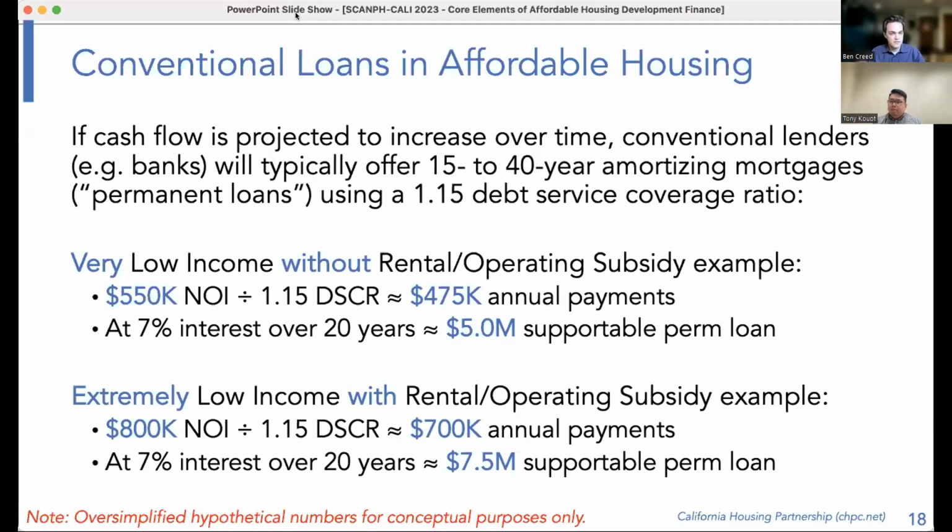But if it's got that rental subsidy, now at $800,000 of leftover rental income or cash flow, the 15% cushion gives you $700,000 for the annual payments. And so if this lender is using the same terms, they want 7% interest and they're looking over a 20-year horizon, they would probably be able to make a $7.5 million loan. And this is the exact same math that a mortgage lender will use. If you Google mortgage calculator and you plug in this amount of payments or budget and this amount of interest and this term, this is roughly the loan principal that you'll get.